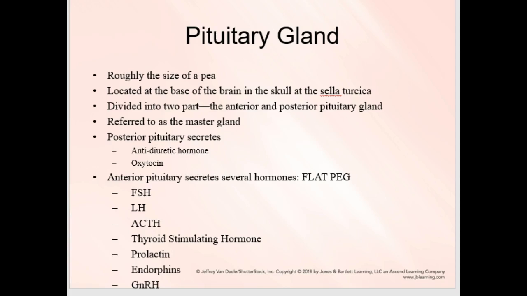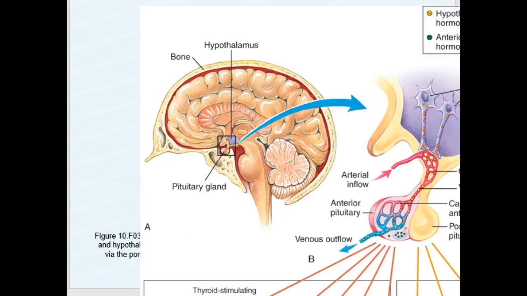Gonadotropin releasing hormone is going to help stimulate the release of our estrogen, progesterones, and testosterones. Okay, so here we're looking at a picture of the pituitary gland sitting in the sella turcica. Just above it is the hypothalamus.